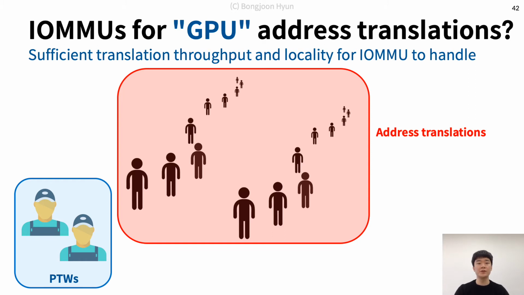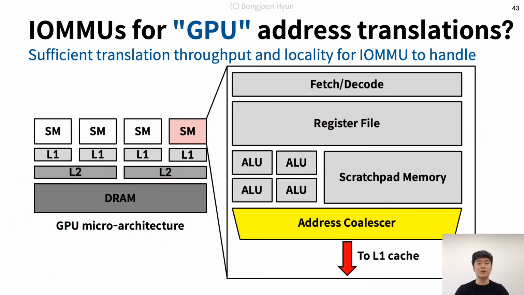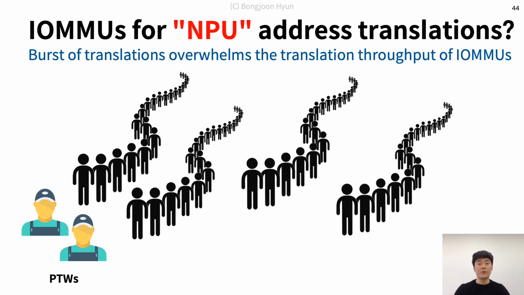This is because GPUs have address coalescing units within each GPU core that filter down the address translation request bandwidth, and a multi-level GPU TLB hierarchy that allows GPUs to effectively capture the locality within address translation requests. When it comes to NPUs, however, the raw volume of address translation requests arriving at the IOMMU simply overwhelms the limited address translation throughput available within the IOMMU and its IOTLB.